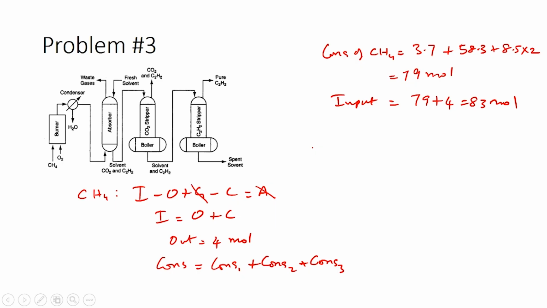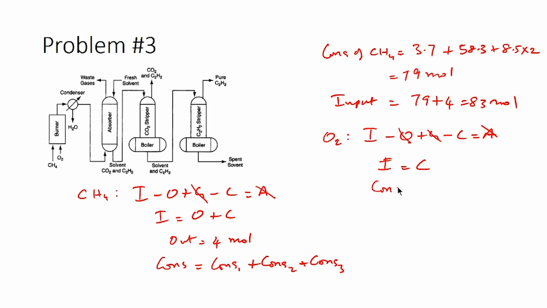Similarly, we can write the oxygen balance. For the oxygen balance, you would have input minus output plus generation minus consumption equals accumulation. There is no accumulation, generation or output, because there is no percentage of oxygen given in the exit stream from the condenser, which means there is no oxygen leaving. So, all the oxygen is consumed. So, input equals consumption.